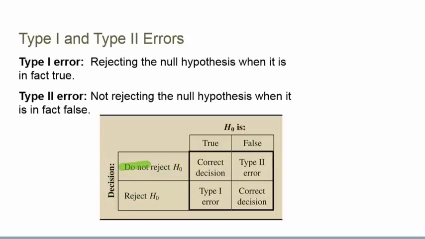If I do not reject H sub 0 and H sub 0 is true, then I have made the correct decision. If I do not reject H sub 0, but H sub 0 is false, I've made a type 2 error. If I reject H sub 0, but H sub 0 is true, I've made a type 1 error. If I reject H sub 0, but H sub 0 is false, then I've made the correct decision.